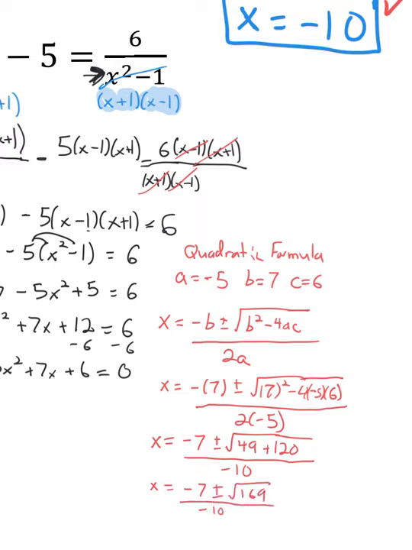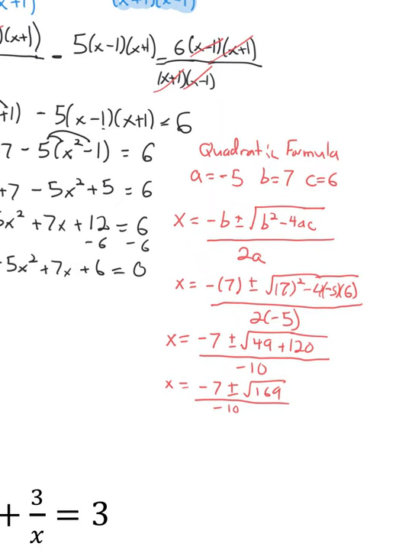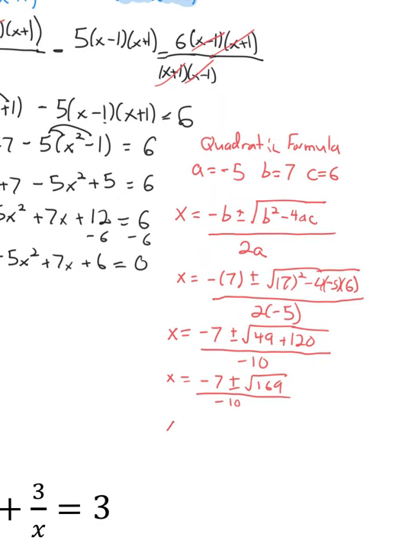So I end up getting negative 7 plus or minus the square root of 169 over negative 10. Lucky for me, the square root of 169 is just 13. So this actually is factorable. If I did a factor box, I would have been able to do this, but it just looks really hard to see with a factor box. But if I took a little bit of time, I might have been able to do that and save myself a little bit of time.